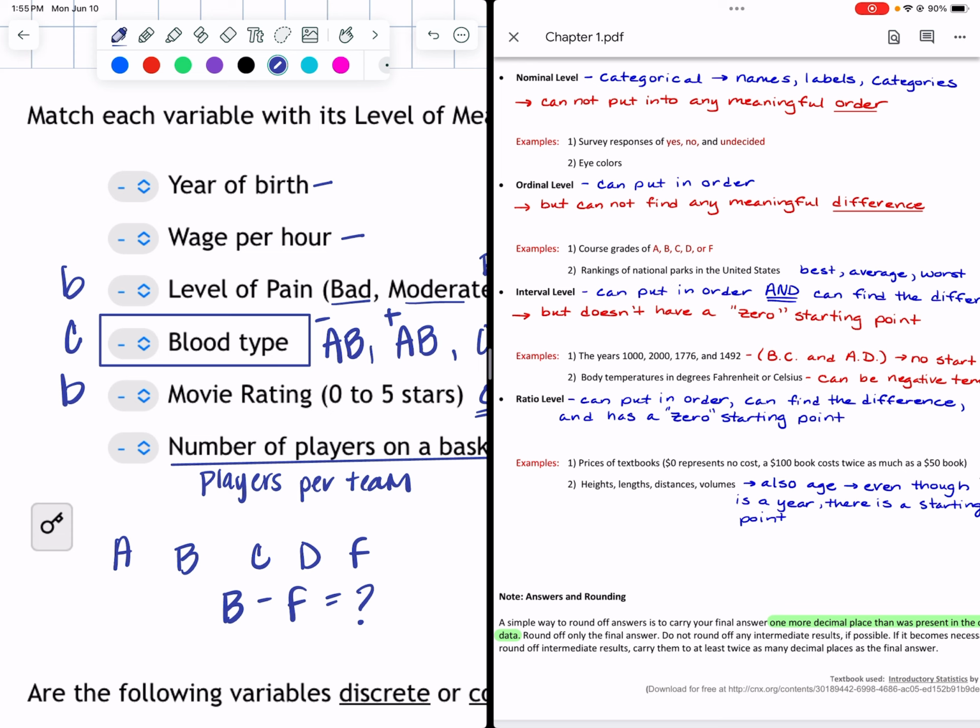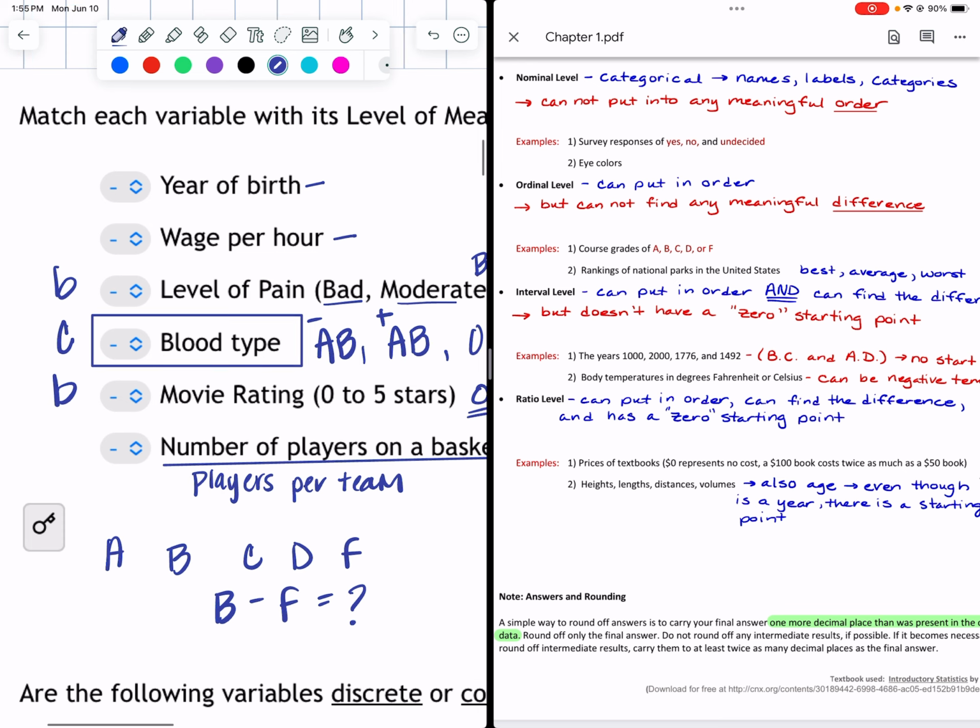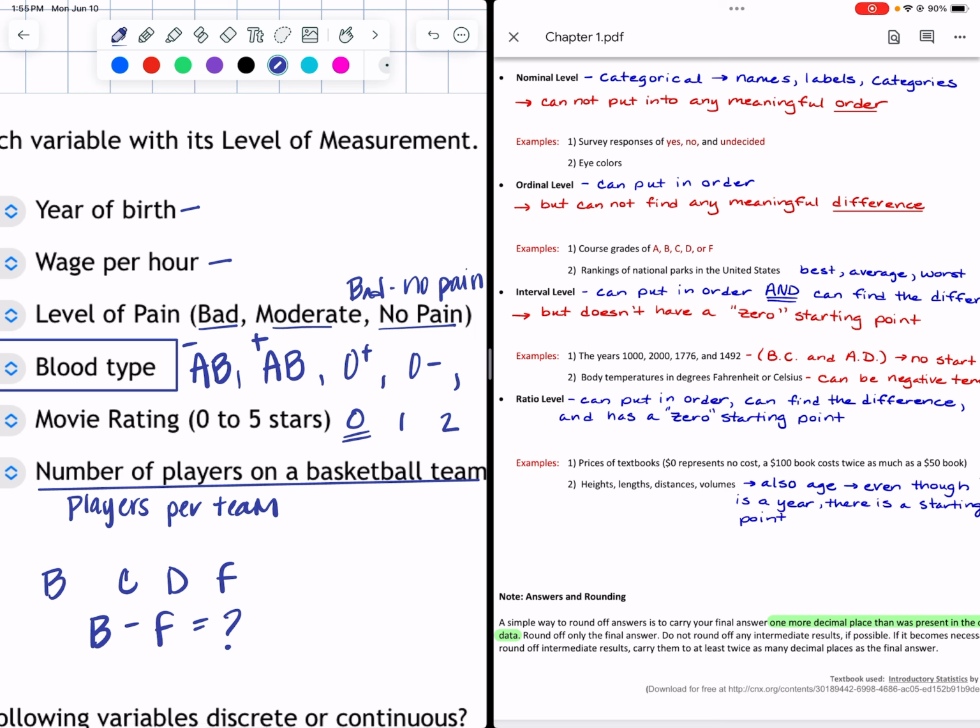We already did movie ratings. We already did level of pain. We did blood type. Let's go look at wage per hour. I can write wage per hour. Well, it's already written that way. I can make these two look the same. Those are both going to fit the ratio level. And again, I'll show you why in a minute. Let's go look at year of birth.